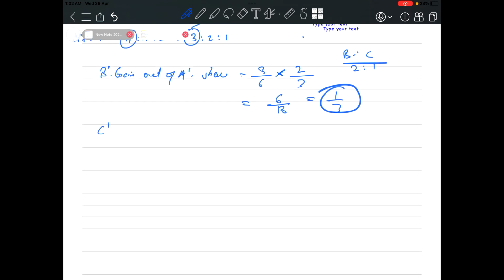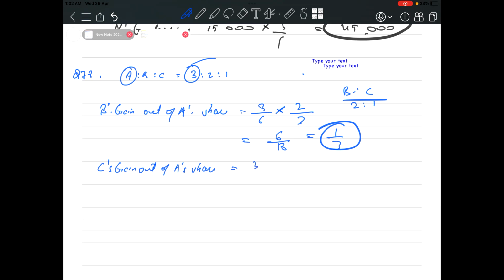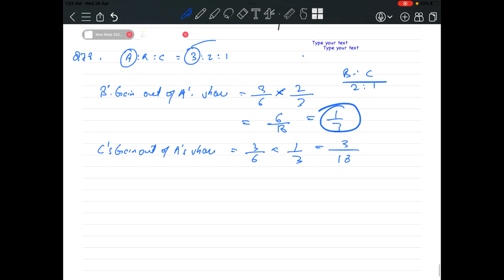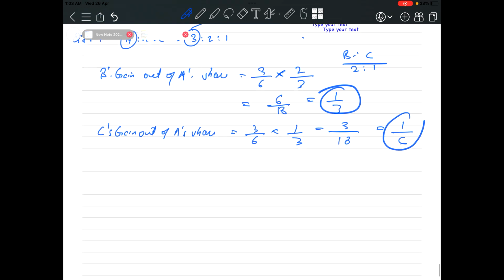Now let's calculate C's gain. C's gain out of A's share. Okay, 3 by 6 into 1 by 3. Okay, so 3 by 18. Now this will be 1 by 6. This is C's gain.